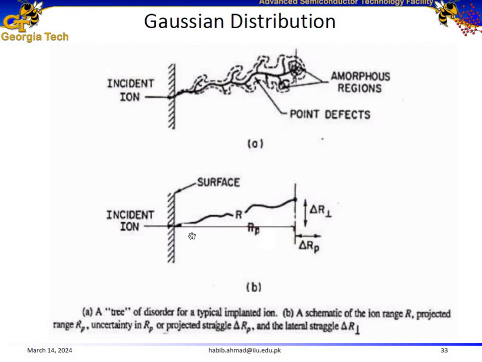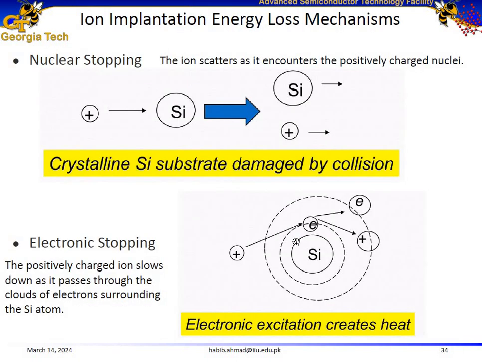This figure over here represents the same phenomena: projected range, the transverse straggle, and the projected straggle. We already discussed that in ion implantation we have high energy ions. They hit the substrate material, and with the passage of time they start losing energy. With losing energy, they come to a stopping point. There are two stopping mechanisms in ion implantation. One mechanism is called nuclear stopping, and the other mechanism is called electronic stopping.